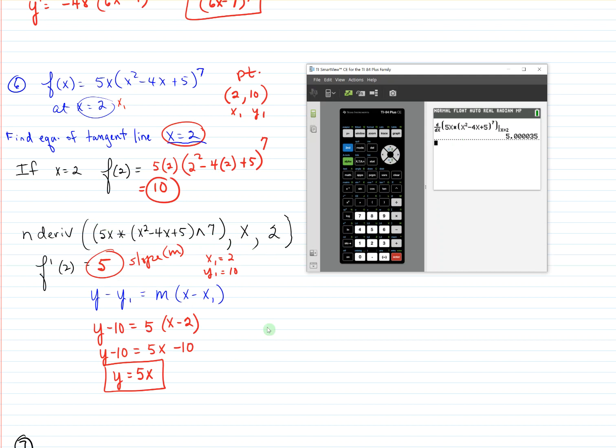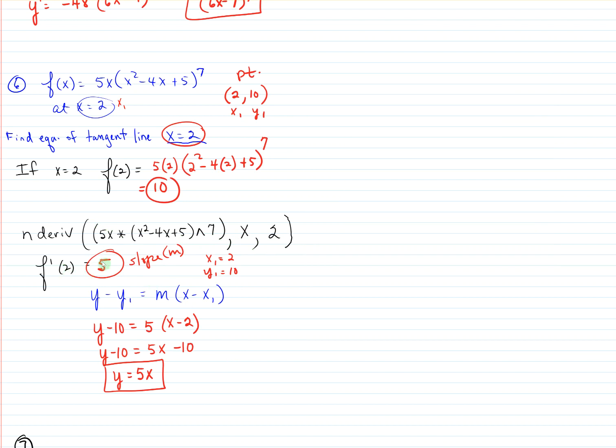So now we have the slope when x is 2, and we have the point 2 comma 10. So we have x1, y1, and m. We're going to use the point slope form, and we're going to fill in what we know. So it's y minus 10 equals 5 times x minus 2. Go ahead and distribute that, and then add 10 over here. You end up with y equals 5x. That is the equation of the tangent line when x is 2 in your original function.